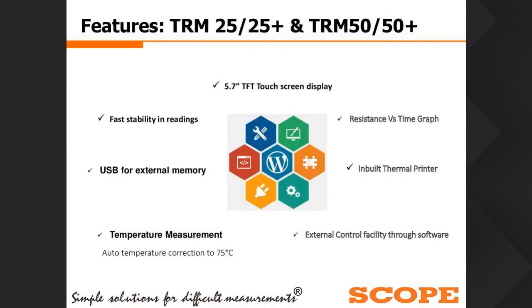From the features point of view, we have provided a TFT 5.7 inch color touchscreen display. Then fast stability of readings. Then the instrument has a facility to measure a resistance versus time graph. Then we have provided both Ethernet and USB facility. Then an inbuilt thermal printer to take a print after taking the readings. Then automatic temperature correction facility to convert the measured resistance to 75 degrees Celsius.